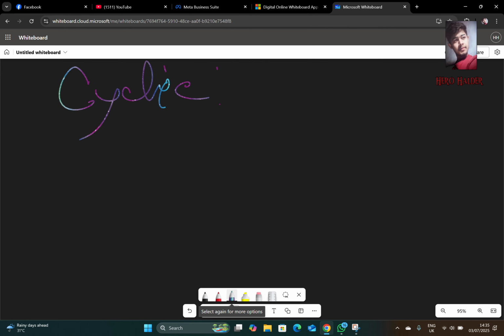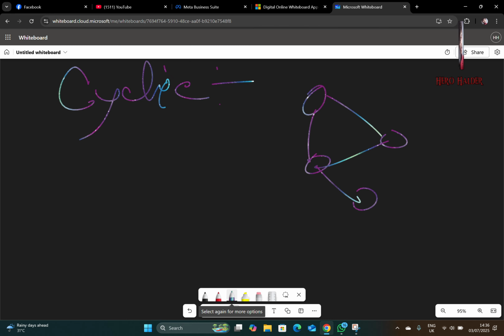At first, cyclic graph. We can guess by its name that it has a cycle. It has at least one loop, and we can see it has a loop or cycle, so it is called a cyclic graph. Here is the cycle or loop.